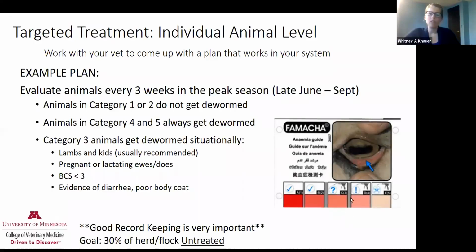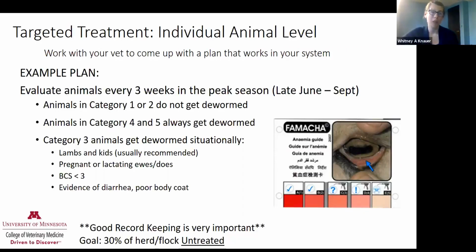And then this category 3 box, those are situational animals. So certainly if we have lambs or kids that are 3s, we would want to deworm them. We have pregnant or lactating does or ewes that are in that kind of nebulous zone. If we have animals that are category 3 and have a low body condition score, or if there's any other evidence of poor doing, so maybe they have diarrhea, or they have a poor coat if they're a goat. Again, this is just an example plan. I'm not saying that this is what you should go out there and do, but this is a plan that could work on a given herd or flock.